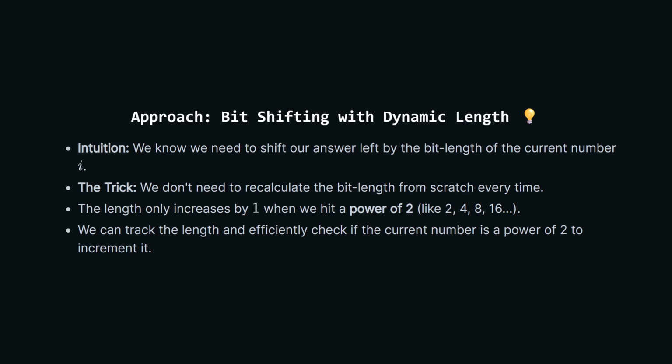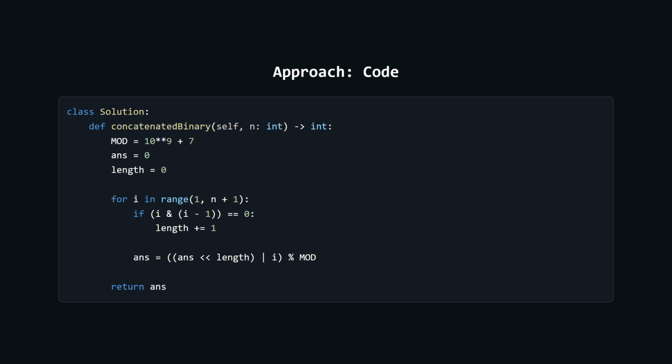Okay, so we know the plan. Loop through the numbers, shift our answer left, add the current number, and take the modulo. But how do we quickly know how many bits to shift? Computing the length of a number over and over takes time. The real trick here is realizing that the number of bits only goes up when we hit a power of 2. For example, 2, 4, 8, and 16. If we can cheaply check if our current number is a power of 2, we can just bump up our length counter by 1. Here is the full Python code for this approach.